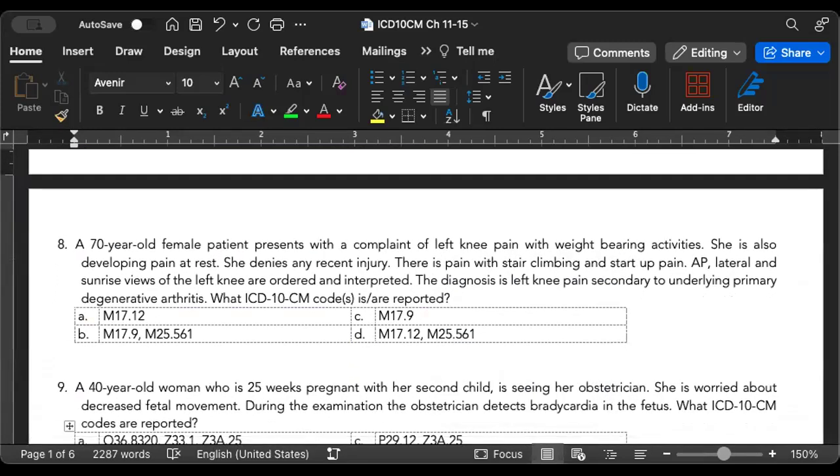Okay. Let's move on to number 8. So we have a 70-year-old female patient that presents with a complaint of left knee pain with weight-bearing activities. She is also developing pain at rest. She denies any recent injury. There is pain with stair climbing and startup pain. AP, lateral, and sunrise views of the left knee are ordered and interpreted. And the diagnosis is left knee pain secondary to an underlying primary degenerative arthritis.